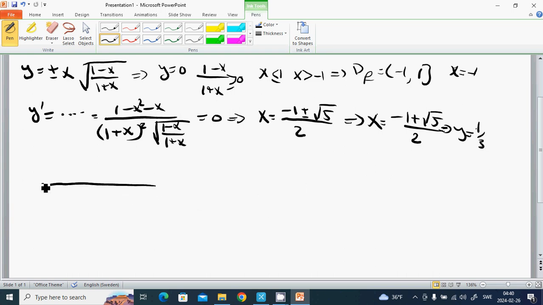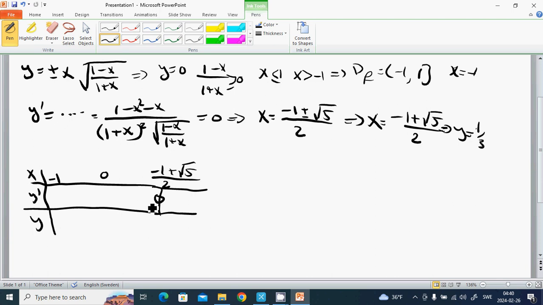We are drawing the table with x, y prime, y. The values are minus 1, 0, then (minus 1 plus square root of 5) divided by 2 with y prime 0 and y equal to 1/3, and 0 with y equal to 0. Then we have up and up, so we get plus. Then we have a maximum here.